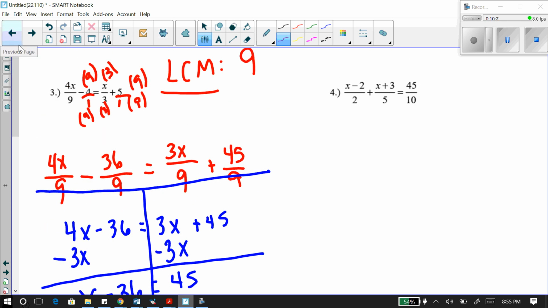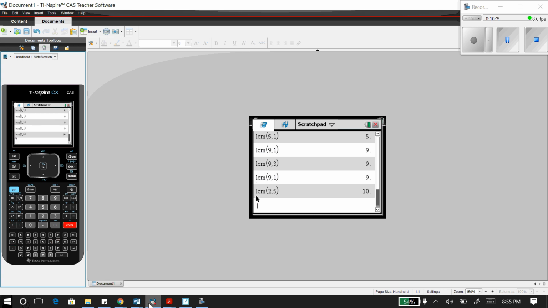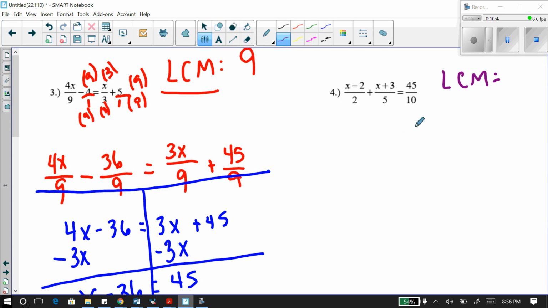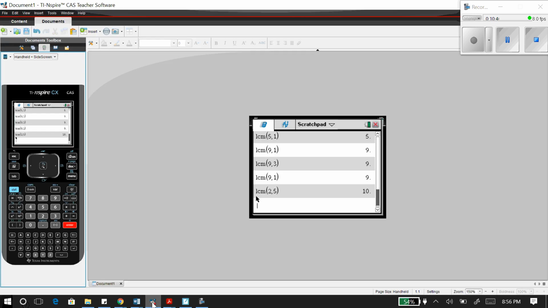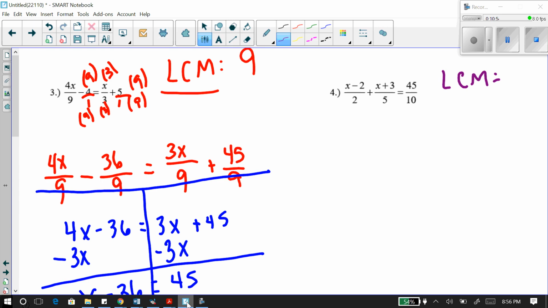All right, and last one. Same thing, we got to find our LCM. So I'm going to go right to my calculator and start with 2 and 5. So LCM of 2 and 5, ooh, is 10, okay. So now you take 10 and 10 and find their LCM. The answer with the last denominator is 10. Okay, so my LCM is 10.